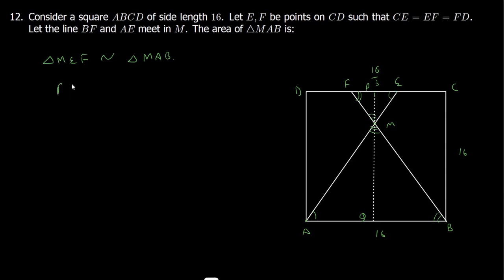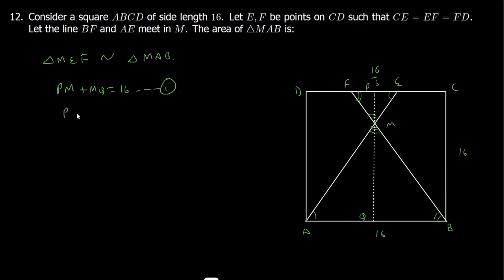And it is divided into two parts. PM plus MQ equals to 16. Let me write as equation number 1. And because these two triangles are similar, then their altitudes will be in the same ratio as their sides. And the ratio of the sides is 1/3, because 16 by 3 upon 16 is 1 by 3.